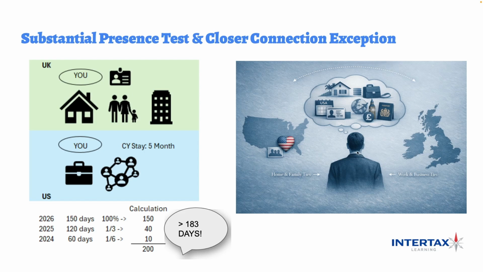Let's reflect on what you can do. You've only stayed 150 days in 2026, which is less than 183. Your tax home is still in the UK. You're not applying for a green card. Your real life, family, home, community, these are all in the UK. So you can claim the closer connection exception.